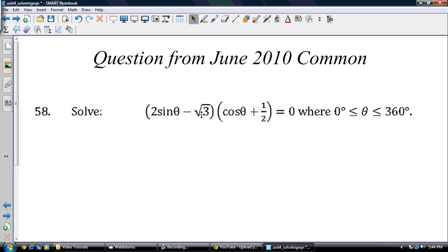Okay, and this is from the Common Exam from June 2010. We were solving this, but then we had an announcement where we had to go down to the gym, and we didn't get to finish this question thoroughly. So I thought I might just do a video of it so that way you'd at least have an idea of where this thing was going.